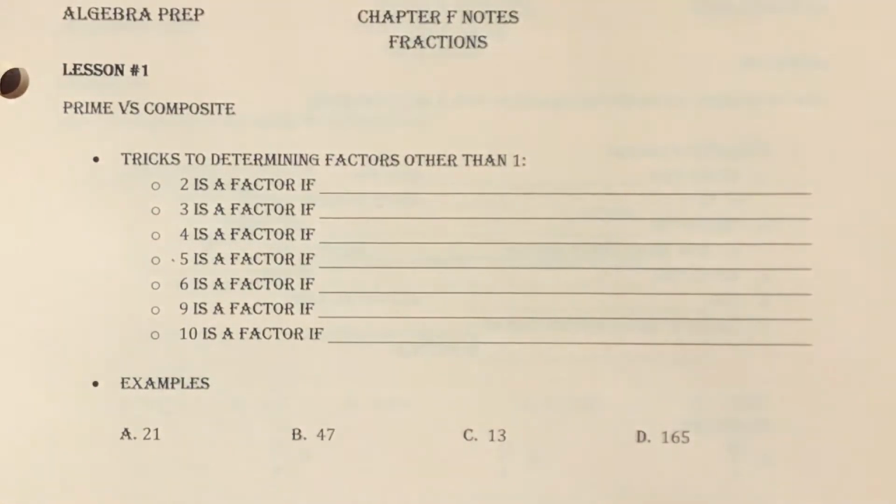We're just going to begin our notes on Chapter F, beginning with lesson number 1 here. So this should be the page that says lesson number 1, and it's talking about prime versus composite numbers.